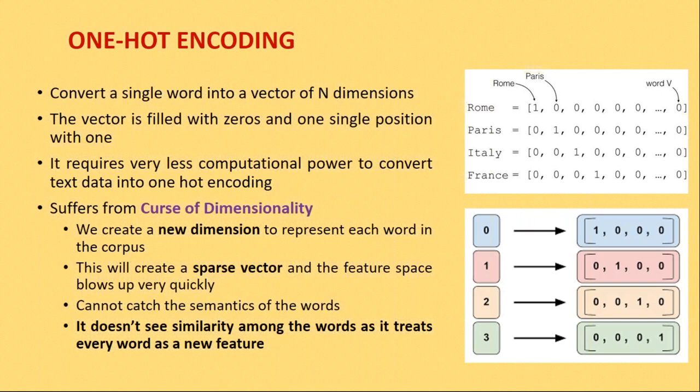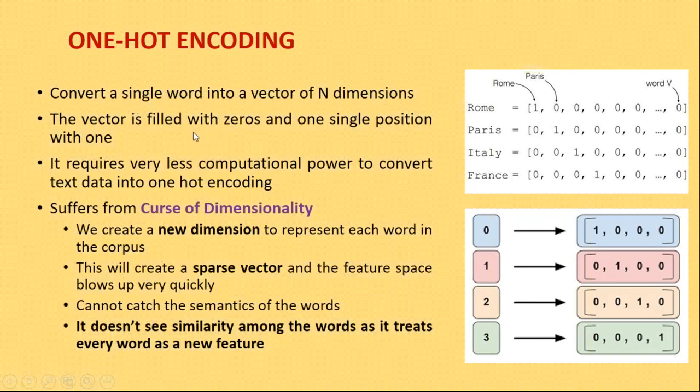The way natural language processing has progressed, initially we wanted to represent each and every word as a number so that the computer can understand. The first progression in this way is one-hot encoding. So what is one-hot encoding? Each and every word is represented in a higher dimensional space, and each word is converted into a vector of n dimensions.